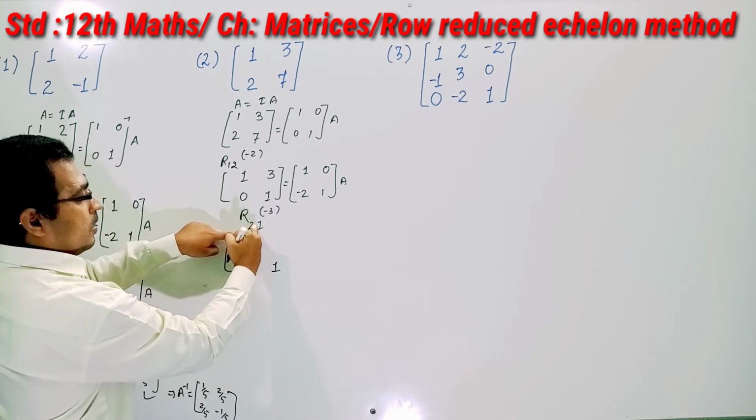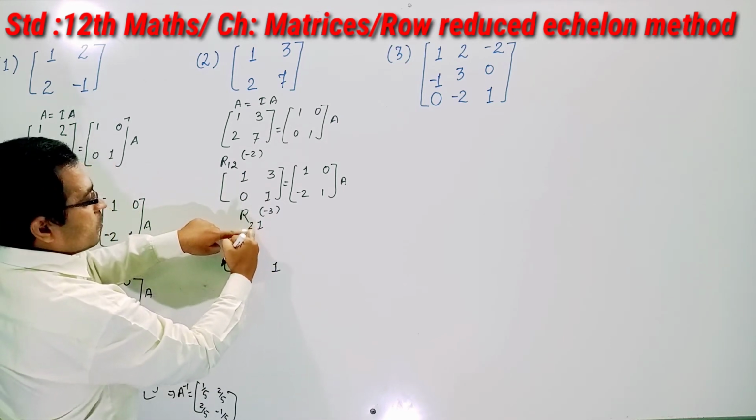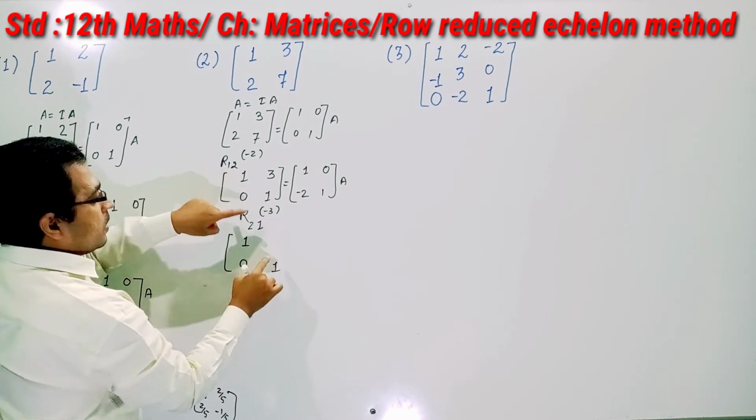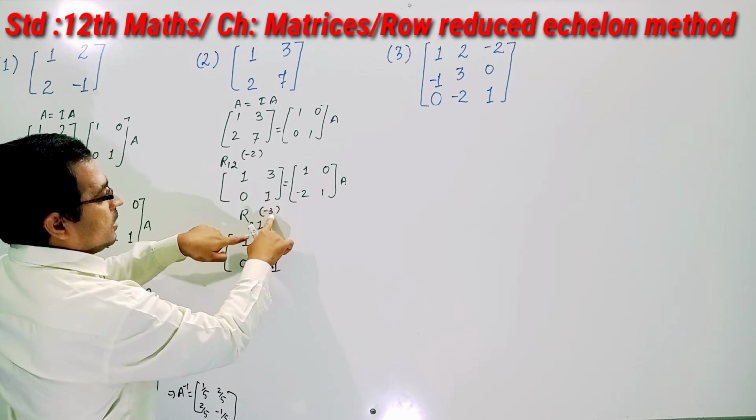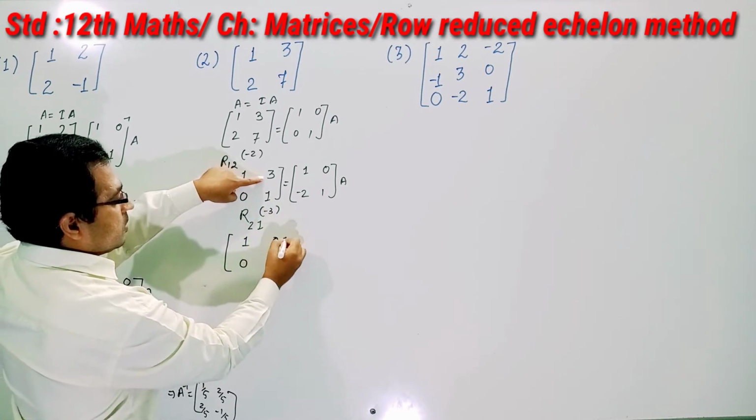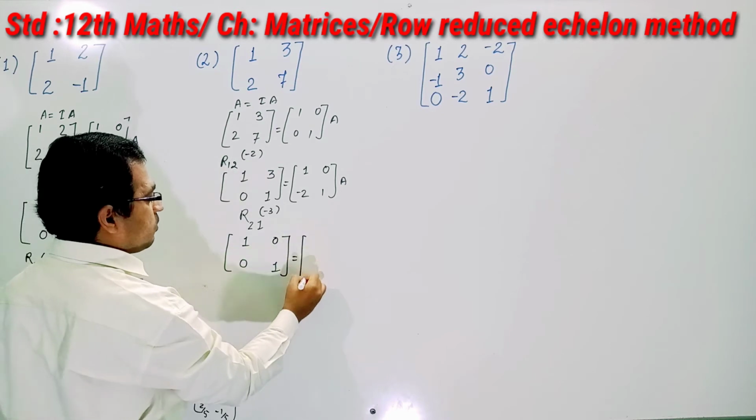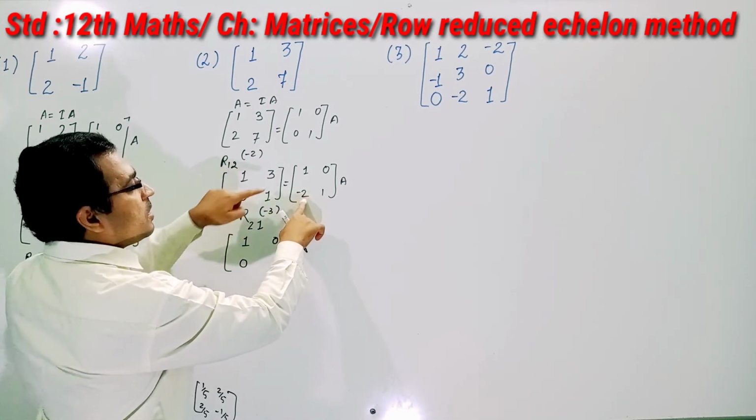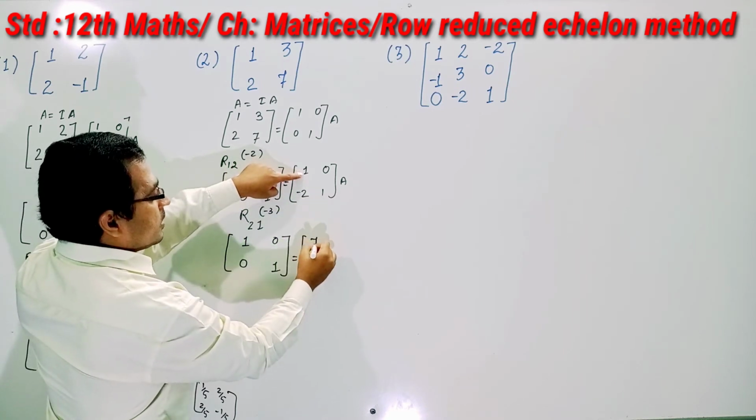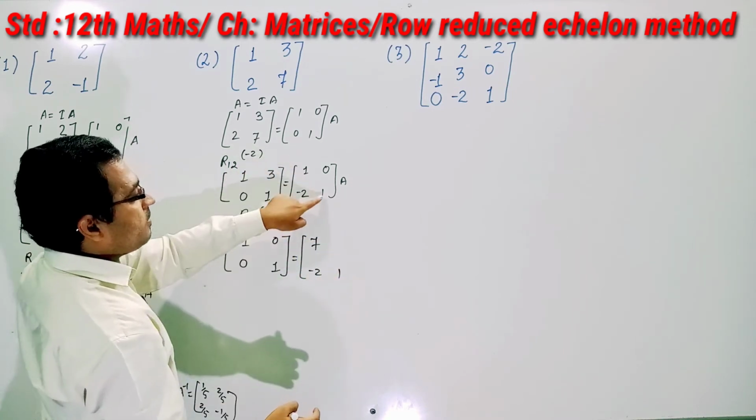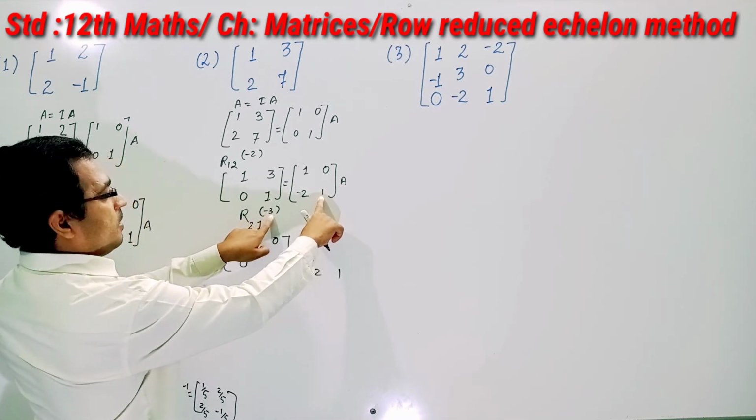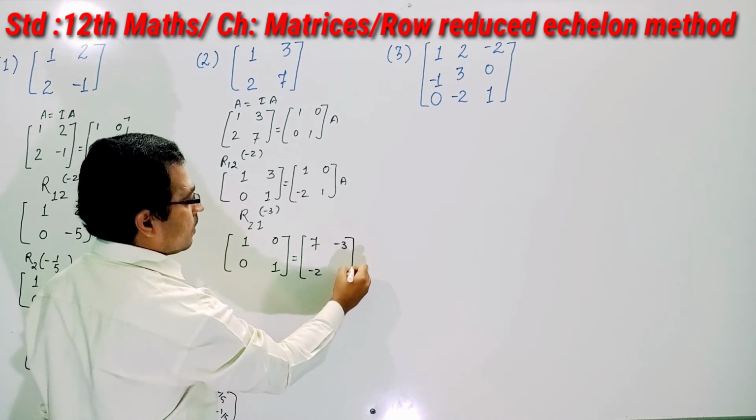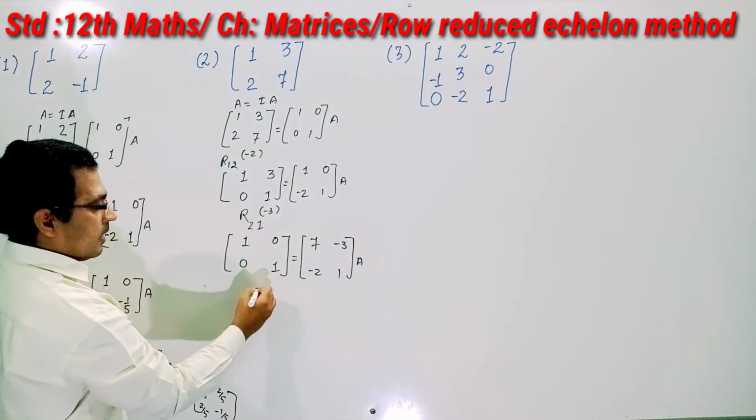Now we will do the operations over here. R2 is multiplied by minus 3, 0 is multiplied by minus 3, so there will be no change. Now 1 is multiplied by minus 3 and added to 3, so we will get 0. Same thing you will have to do over here. R2 multiplied by minus 3, so minus 2 into minus 3 is 6, 6 will be added over here, so we are getting 7, so minus 2 and 1. And similarly, 1 is to be multiplied by minus 3 and added to 0, so minus 3.